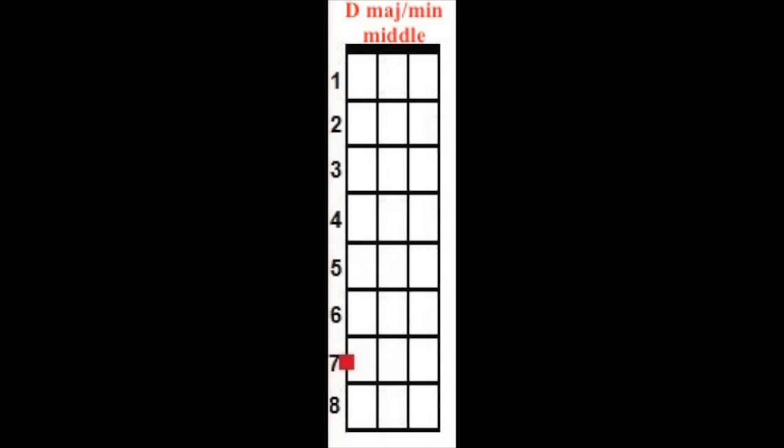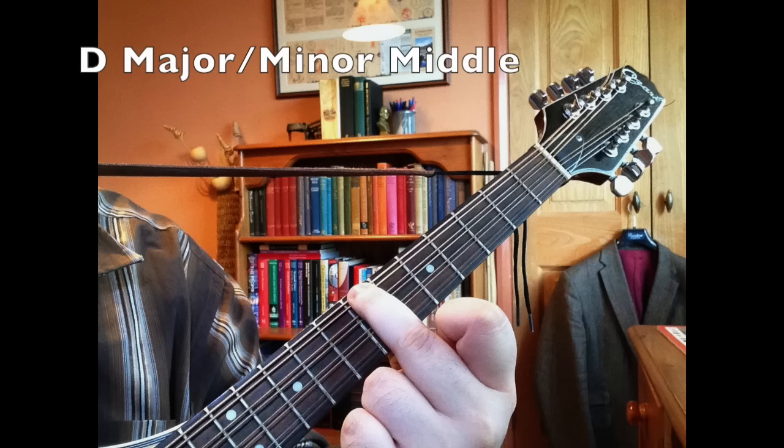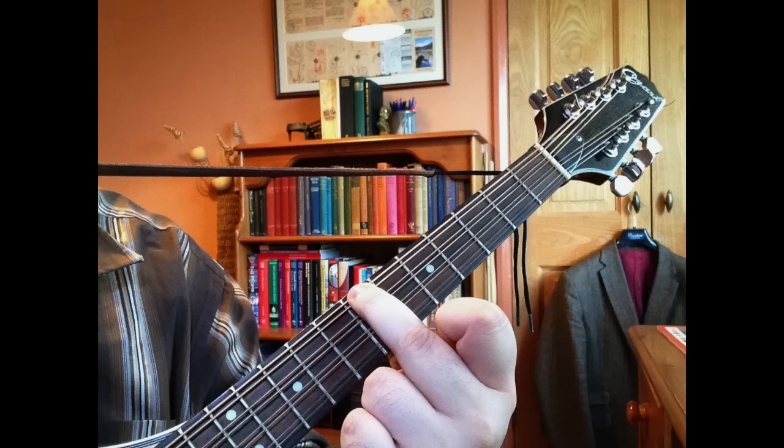So this chord, the D major minor middle chord, is played on the bottom string on the 7th fret. As you can see, I use my second finger to hold the string down. The reasons for this are partly due to personal taste, but it also facilitates easier movement from one chord to the next.